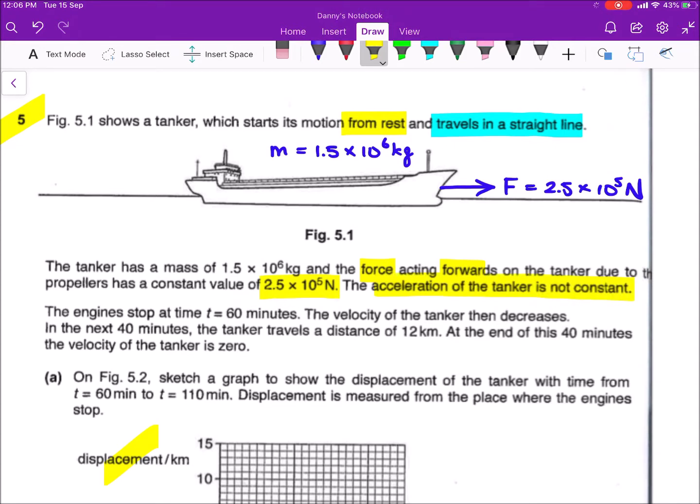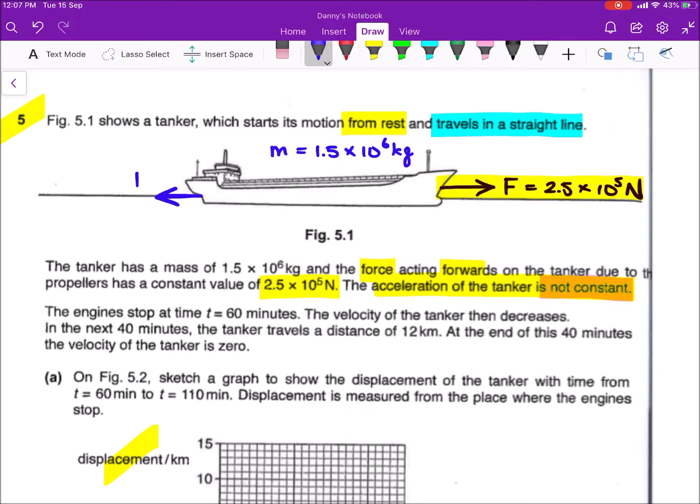And then it says that the acceleration is not constant. Once you have this hint, you will know that there must be some other forces acting on it, because if the forward force is a constant value, then you would expect the acceleration to be constant. But because the acceleration is not constant, very likely there is another force. When you have a ship moving through liquid or in air, most likely there will be a certain drag force. It is called a resistive force or drag force. It comes with many names, but essentially it is just some force that resists the motion of the object.